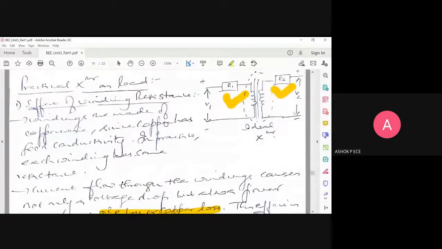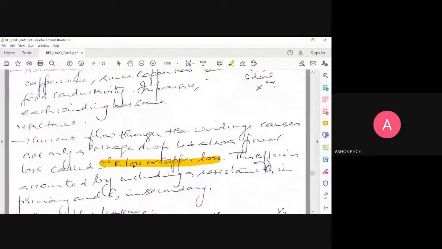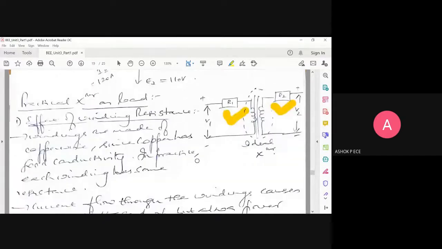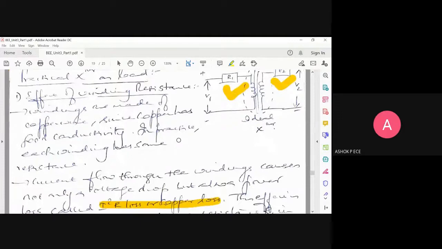Since your winding is not ideal, it will have some resistance. When any component possesses resistance, when current flows through that resistance, you will have heat, and that heat is quantified as a loss. It is called I squared R loss or copper loss. In the diagram, we quantify that loss by including a resistance in series with the winding. So R1 is the resistance in the primary side, and R2 is the resistance in the secondary side. This is the effect of winding resistance.